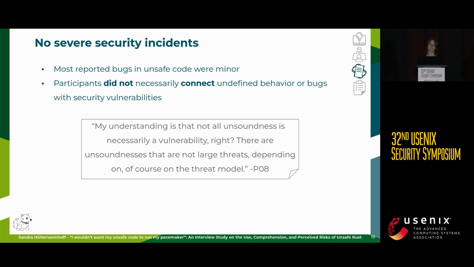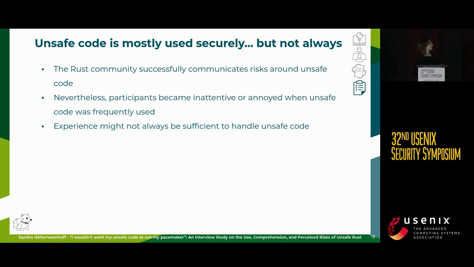Now that I've presented a selection of our results, I will come to a quick roundup and then state our recommendations. It can be concluded that unsafe code is mostly used securely, and I think that's a very promising finding, but not always. The Rust community successfully communicates the risk around unsafe code and discourages developers from using unsafe Rust if feasible. Nevertheless, we found that participants became inattentive or annoyed if unsafe code was frequently used. This was especially relevant as there are no project-specific guidelines or policies on when to write unsafe code. And we found divergent opinions in detail, for example, what really should go inside an unsafe code block and whether unsafe code is needed or not.